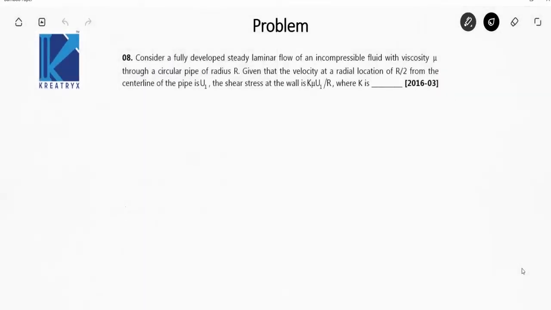Consider a fully developed steady laminar flow of an incompressible fluid with viscosity mu through a circular pipe of radius R. The radius of the pipe is capital R. Given that the velocity at a radial location of R by 2 from the center line of the pipe is u1, the shear stress at the wall is k mu u1 by R, where k is a constant that you have to find using this given relation.